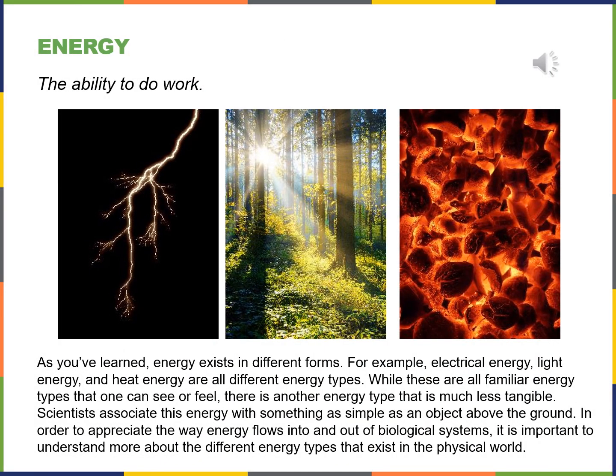We define energy as the ability to do work. As you've learned, energy exists in different forms. For example, electrical energy, light energy, and heat energy are all different energy types. While these are all familiar energy types that one can see or feel, there is another energy type that is much less tangible. Scientists associate this energy with something as simple as an object above the ground. In order to appreciate the way energy flows into and out of biological systems, it is important to understand more about the different energy types that exist in the physical world.